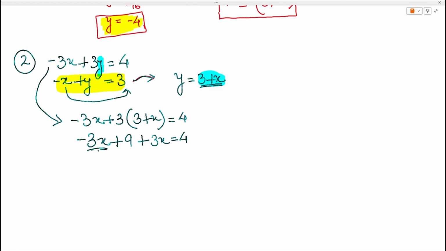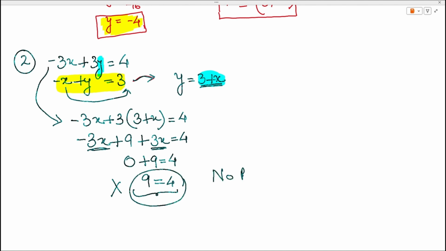Now this negative 3x and positive 3x, we get it equal to 0. So 0 plus 9 is equal to 4. So we are getting our equation over here as 9 is equal to 4, which can never be possible. Hence, because this solution is not possible, this linear system will have no point of intersection, which means the two lines are going to be parallel to one another and they'll never intersect each other.